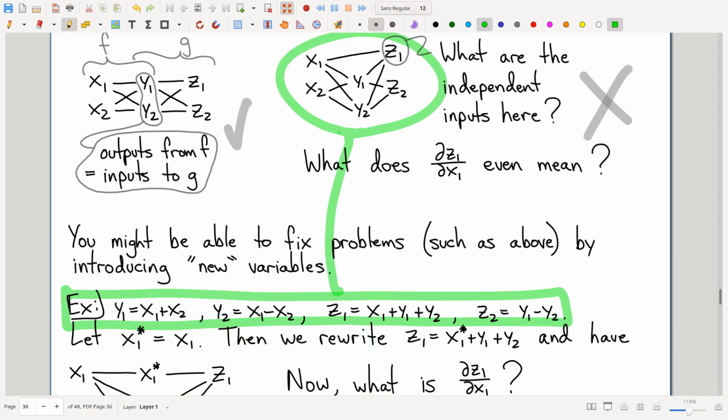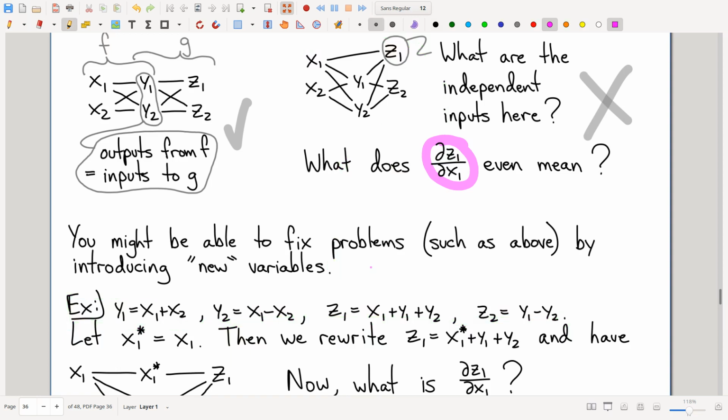So, for example, let's just try to make sense out of this expression, partial of z1 with respect to x1. What does that even mean? Okay, now I'm going to make an honest attempt to make sense out of what that means in the context of this diagram. Well, z1 is a function of these three variables. There's the formula for it right there. z1, you can see, is explicitly given as a function of x1, y1, and y2.